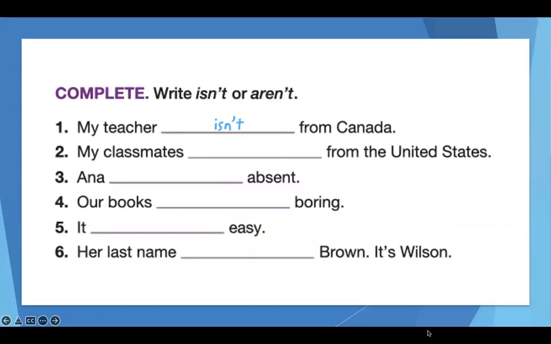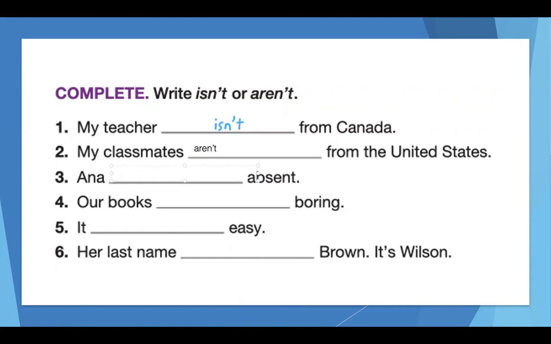All right, and here are some questions to practice. So we're going to write isn't or aren't. And the first example is done. My teacher isn't from Canada. Now you can say my classmates. Would you say my classmates isn't or my classmates aren't? This would be aren't because classmates is plural. There is more than one person in the class. So you can say my classmates aren't from the United States.